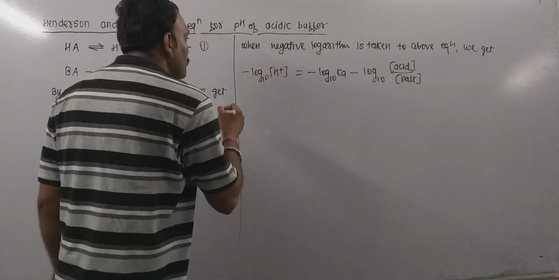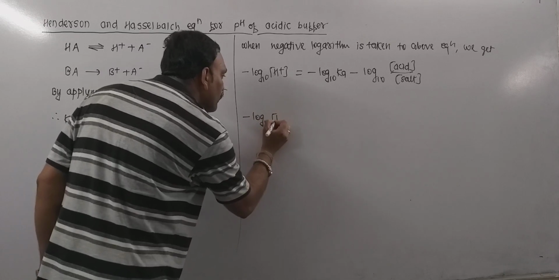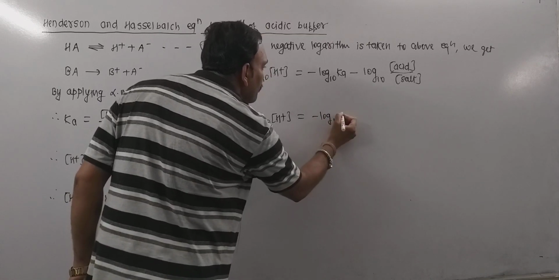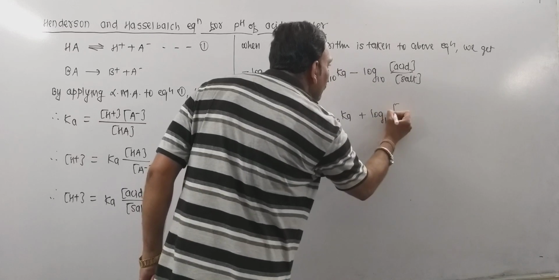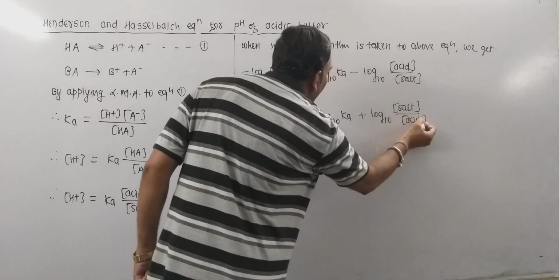Now this can be also given as negative log of concentration of H plus is equal to negative log of Ka plus log of concentration of salt upon concentration of acid.